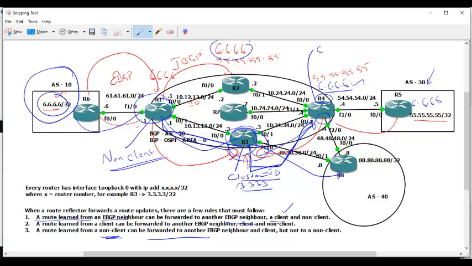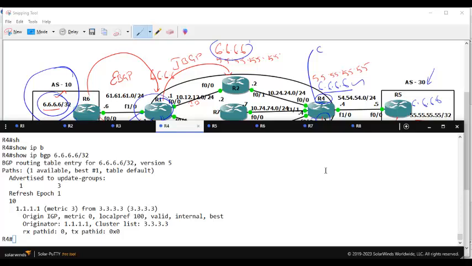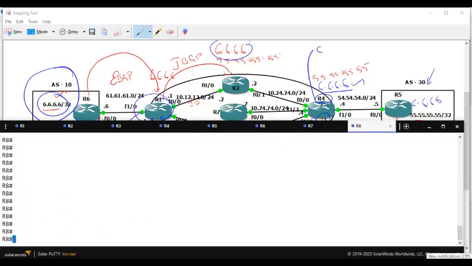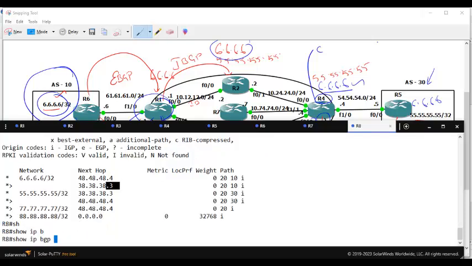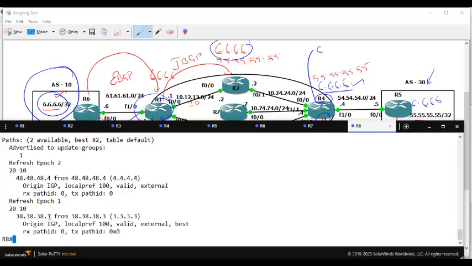Let's go to R8 and check. Show IP BGP. You see, you can see that, correct? Coming from router 3. You can see it is coming from router 3. Right, now, what is the next thing that we saw there?